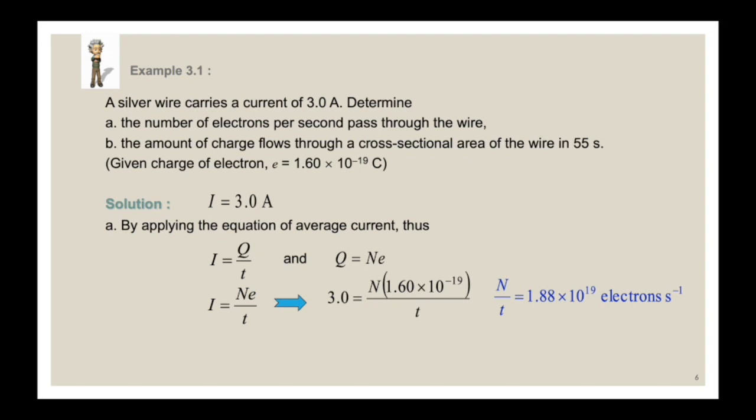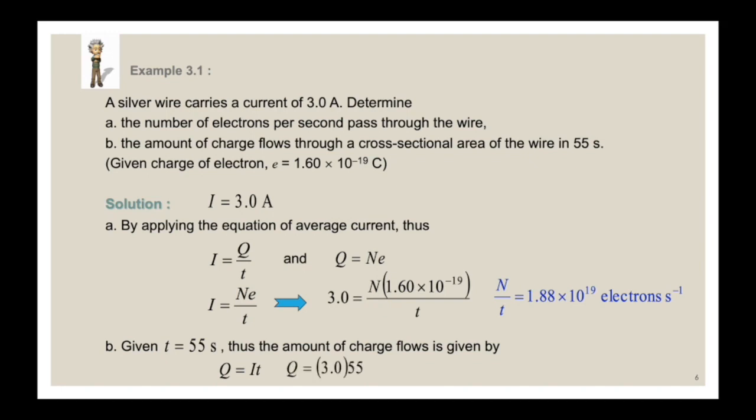For question B, the amount of charge that flows through a cross-sectional area of the wire in 55 seconds. So we have the 55 seconds, and they want the amount of charge flow. That means we want Q. We know that Q is equal to IT. So we have I, which is 3, and T is 55. Just press the calculator and you will get 165. And don't forget that the unit for charge is coulomb. You have learned this in chapter 1.